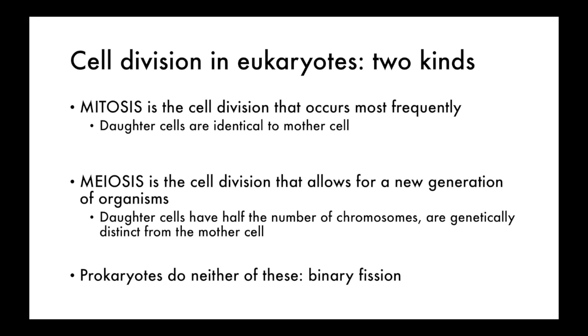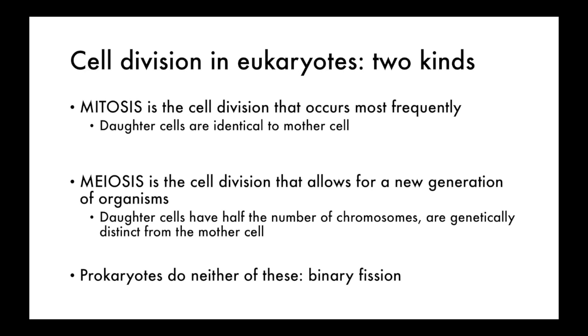Meiosis is the cell division that allows for a new generation of organisms because the daughter cells have half the number of chromosomes and they are genetically distinct from the mother cell that produced them. So when we go from one generation to the next, meiosis is the way that we can have the same number of chromosomes as our parents, because they produced cells that only had half the normal number of chromosomes. And you have 2 parents, and so it restores that number of chromosomes.